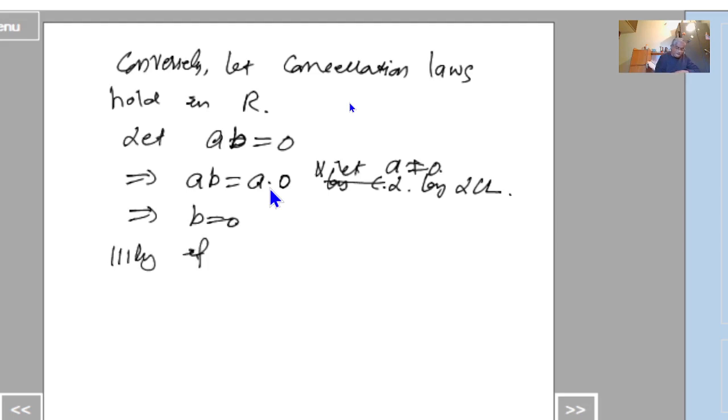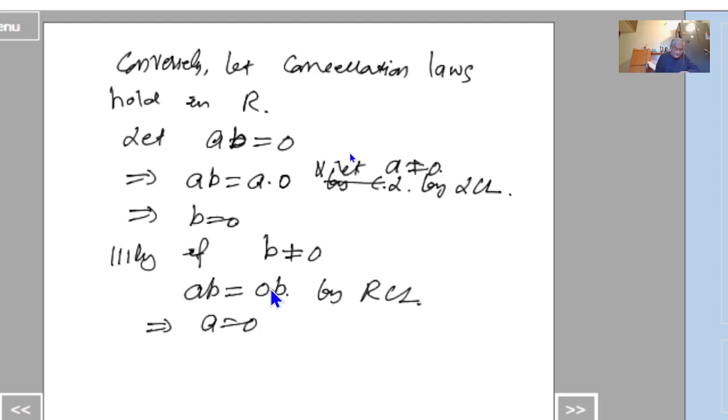Similarly, if B is not equal to 0, I will write AB is equal to 0 can be written as 0 into B. And here using right cancellation law, I can remove B and B. If I remove B and B, then I am getting A equal to 0.